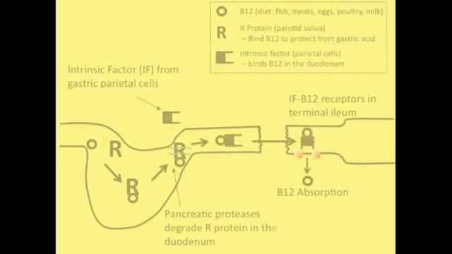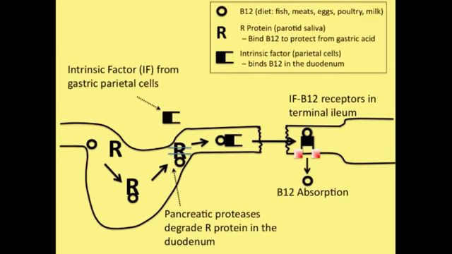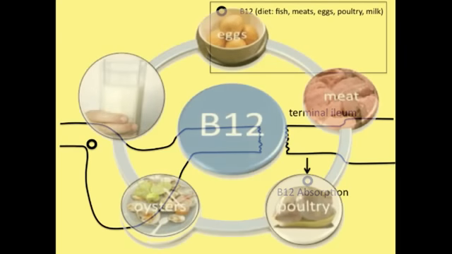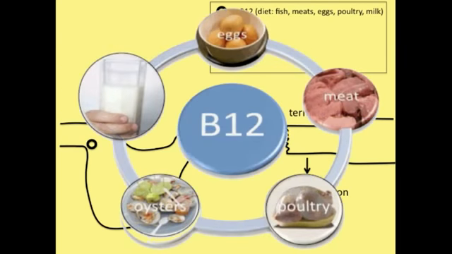All right, and next we're going to look at B12 absorption, and this is the pathway. You have to know this because there are many consequences when things are not going right. So it's a busy diagram, so let's break things down one by one. So first, we have B12. So B12 comes from the diet.